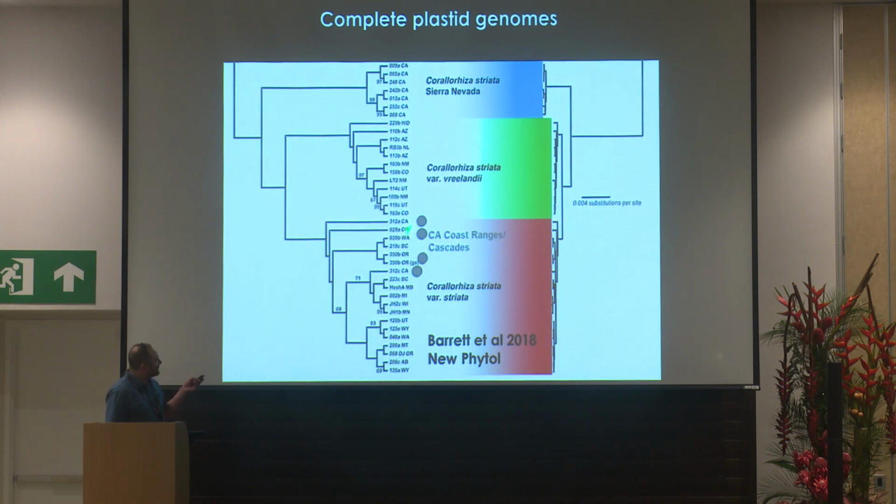Oh, and we also collected populations in the Californian coast ranges and the Cascades of Oregon, all the way up to the Washington border. These almost fall out at the base of variety striata, but we want to look more closely at those populations because they resemble the other Californian populations morphologically.